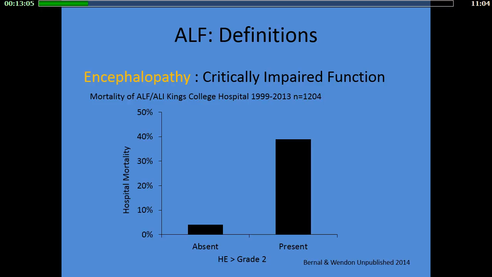Well, what about encephalopathy? Well, it has a very significant impact on mortality. If you go to more than grade 2, so for acute liver failure, that's someone who's got a GCS below 12, then you see a significant mortality versus those that have minor levels of encephalopathy, just a little bit of altered mentation.